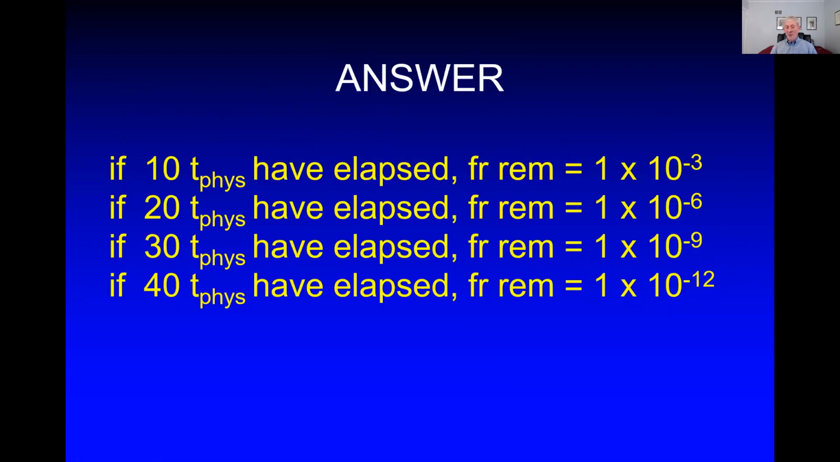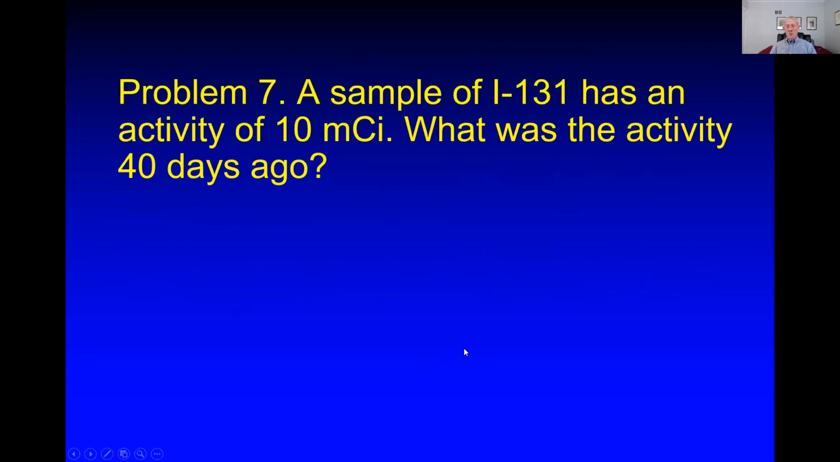Okay? Now, everything we've talked about in the first 6 problems has been prospective decay, going forward in time. Let's take a look at a retrospective decay. And I'm not giving you the half-life here because I assume that you know it. A sample of I-131 has an activity right now of 10 millicuries. What was the activity 40 days ago? Okay, for I-131, half-life is 8 days. How many half-lives going backwards would this be? If it's 8-day half-life, we've gone back 40 days. How many half-lives is that?